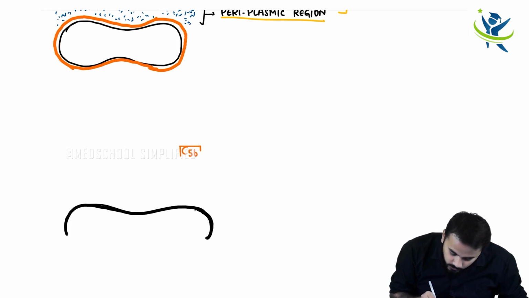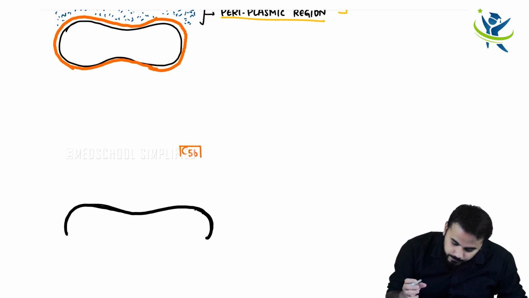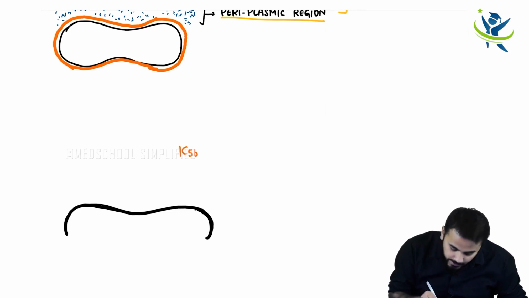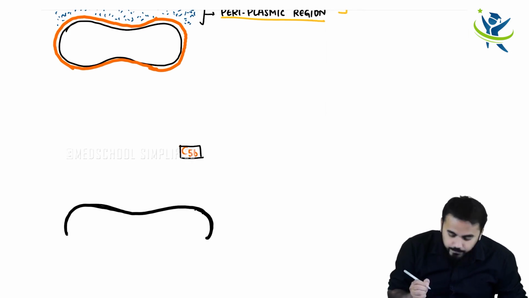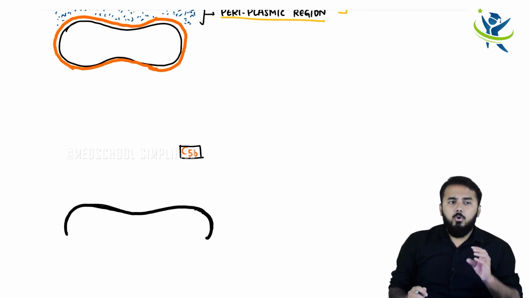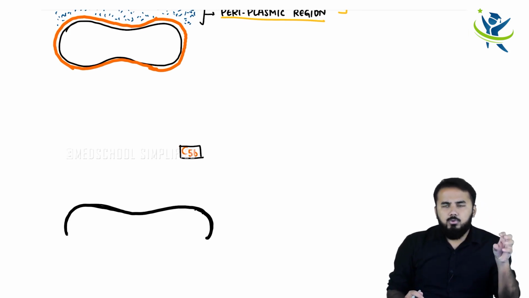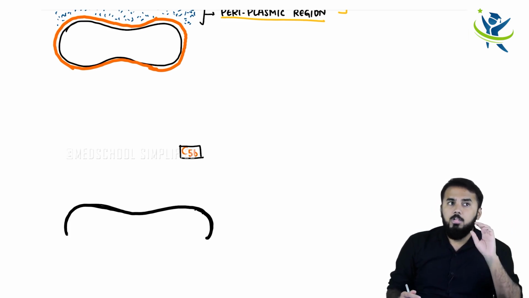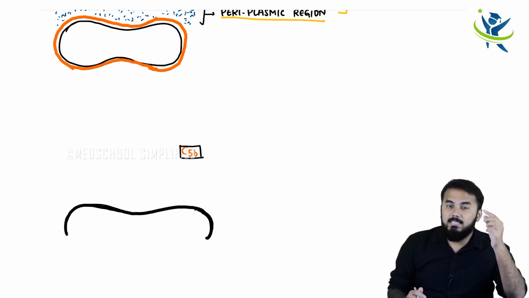C5b. So this is one complement protein. This C5b goes all the way like this. It moves. Why is it moving? Because it is finding an attachment. It wants an attachment with another complement protein. So what is it looking for? It is looking for another complement protein that is named C6.